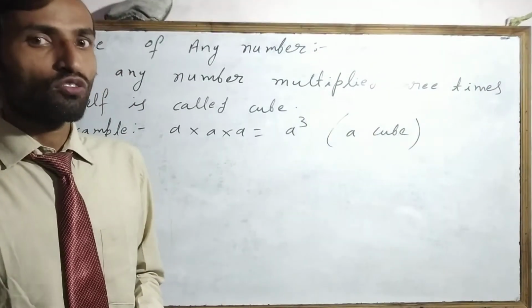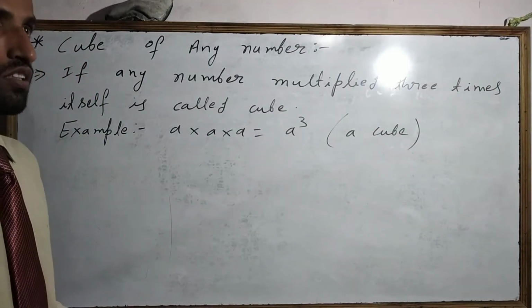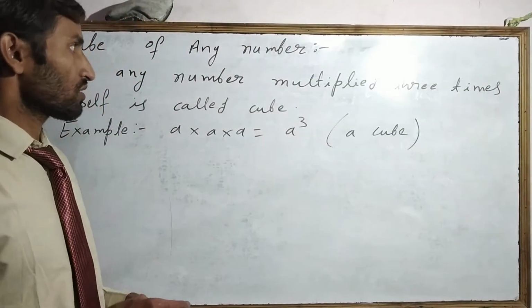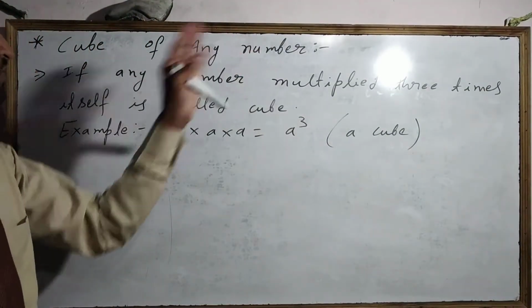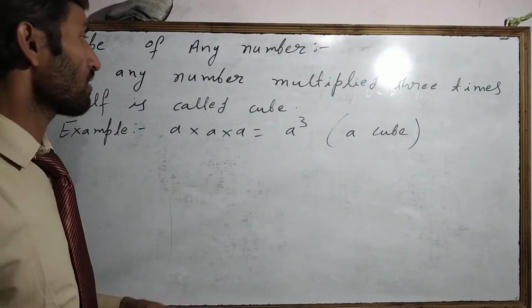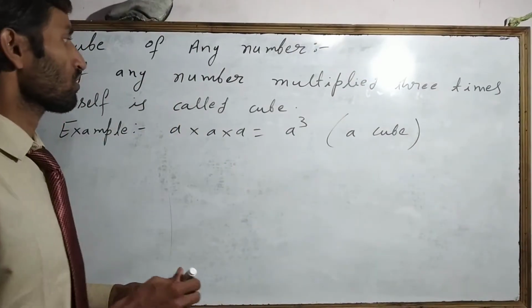Now we will go to our next topic, that is cube. How do we find the cube of a number, or what is a cube? Just see here: if any number is multiplied three times by itself, that is called the cube of that number.